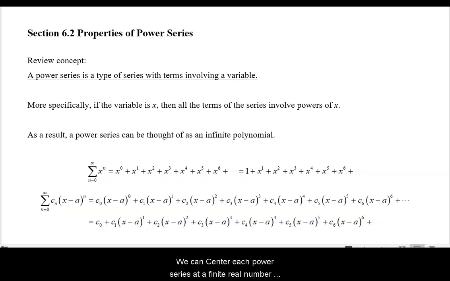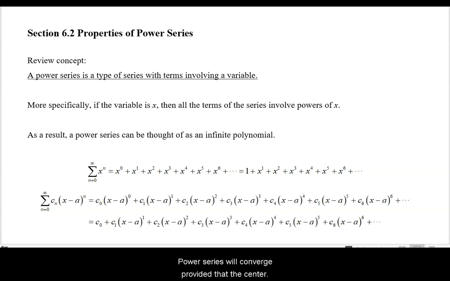We can center each power series at a finite real number, usually called the center. We usually use the lowercase italicized letter a to represent the center. Here you will see a generic power series centered at the non-zero value of a, and here you will see a power series which is centered at the value of 0 since there is no a. You can see that in both cases it generates what amounts to essentially an infinite polynomial.